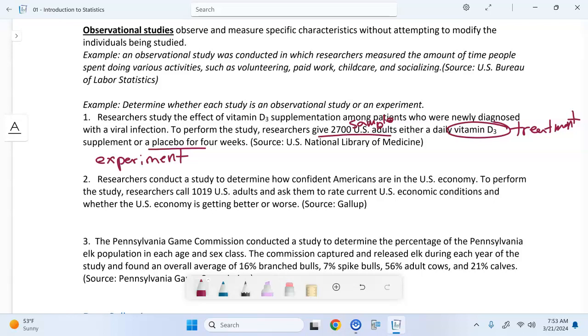Experiment or study? There's no treatment. They called and they asked. They performed a survey. So it's an observational study.